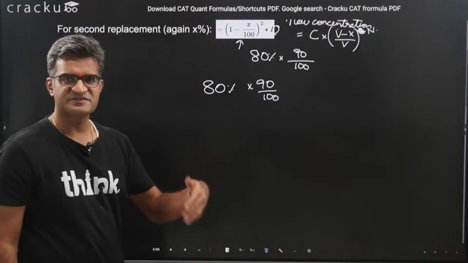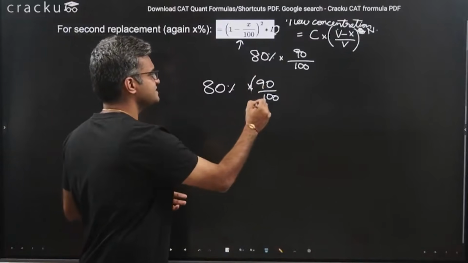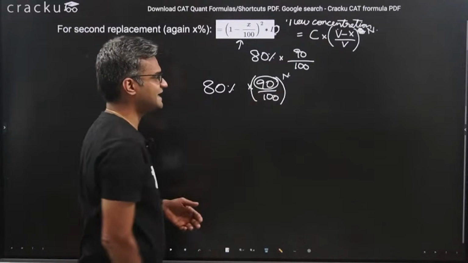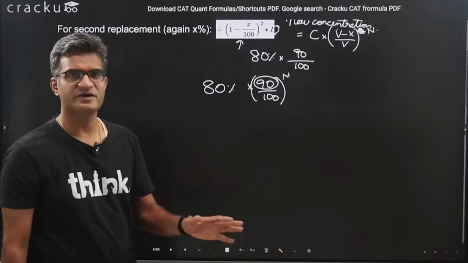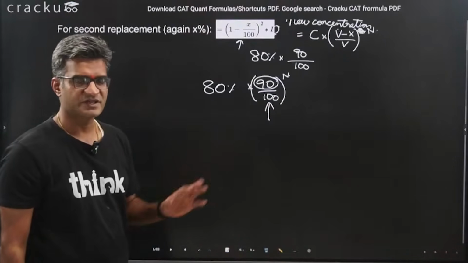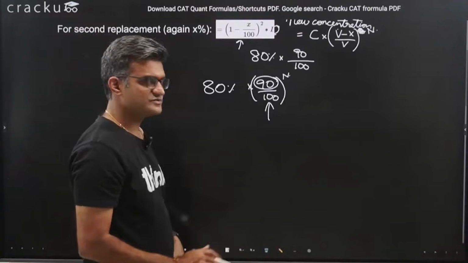And if this procedure happens multiple times, I will just raise it to n. What I look for is whatever is left, whatever is not removed, and the denominator is basically the total volume. That is basically what I look at. I hope this was clear to you.